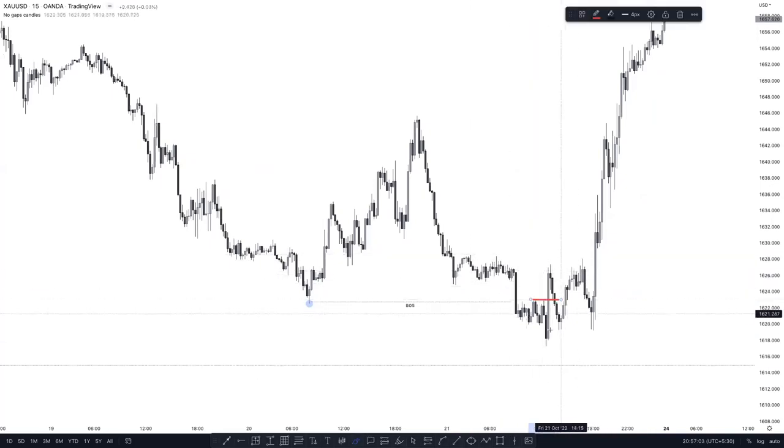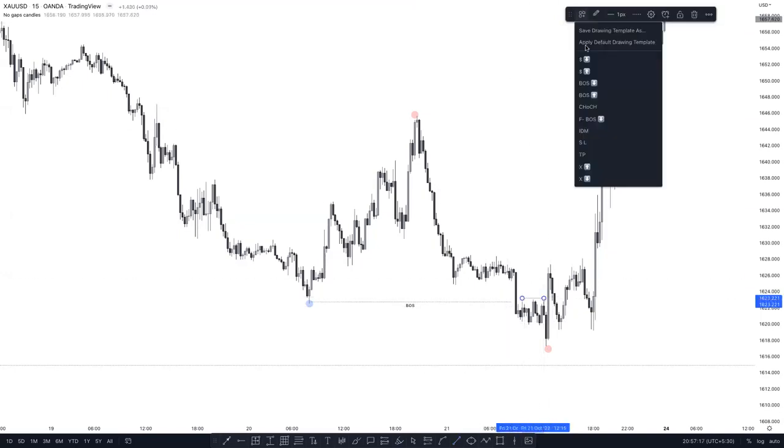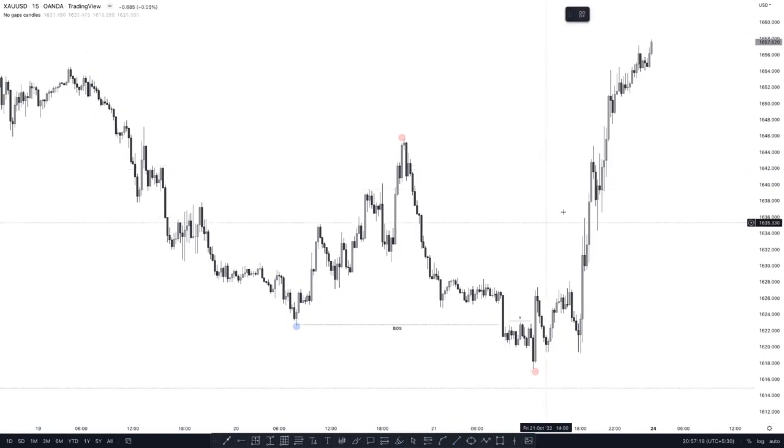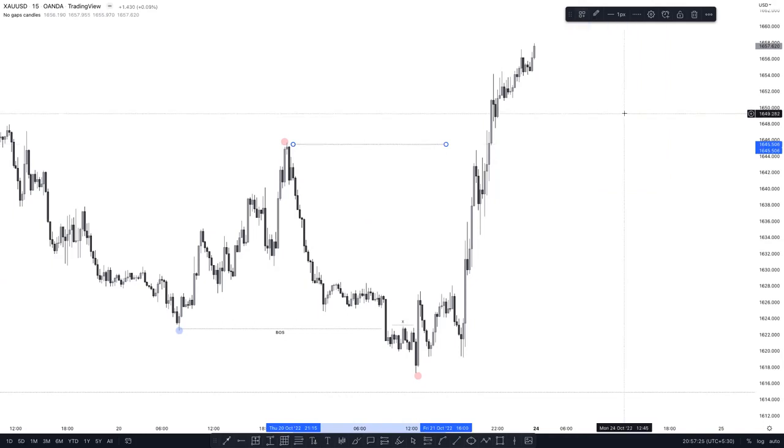Market has taken out the inducement, and this lower low is a confirmation here. Let me clean this one also and mark lower high and lower low. And this high acts like an inducement. Okay, and market is trying to go higher, and this is our change of character.